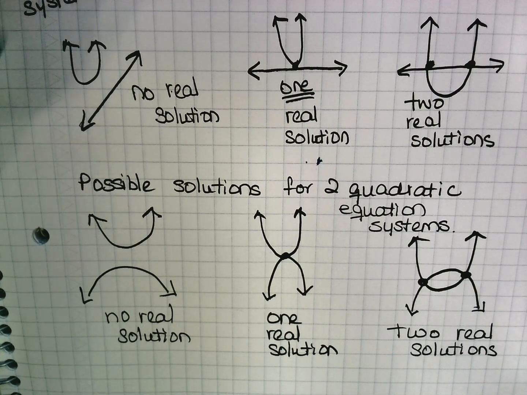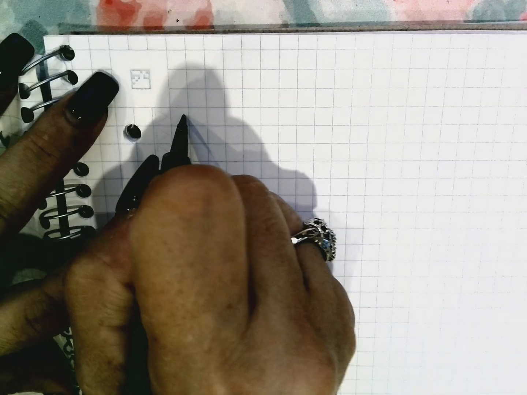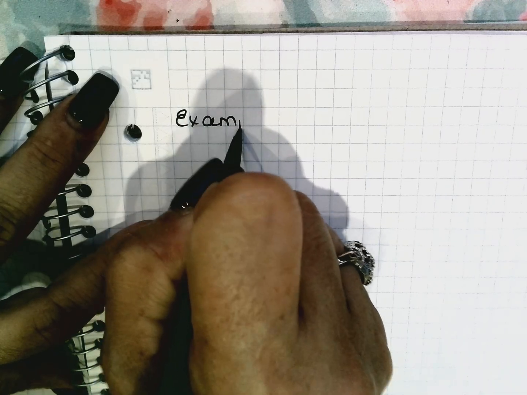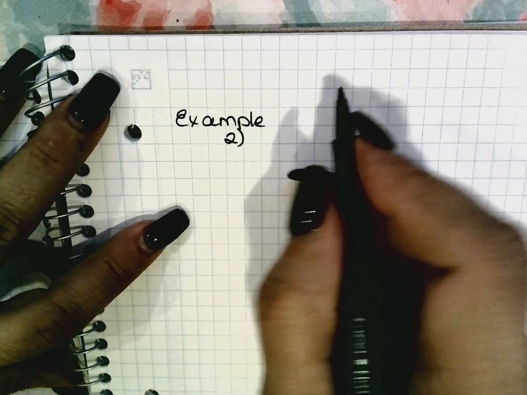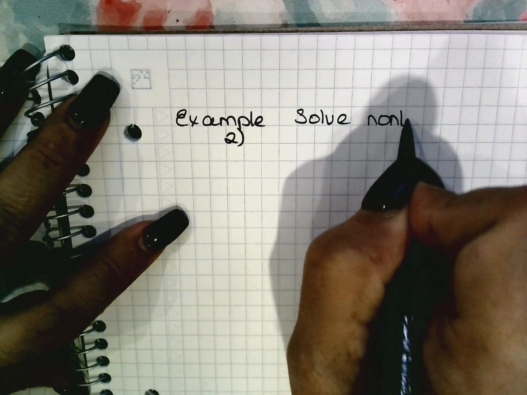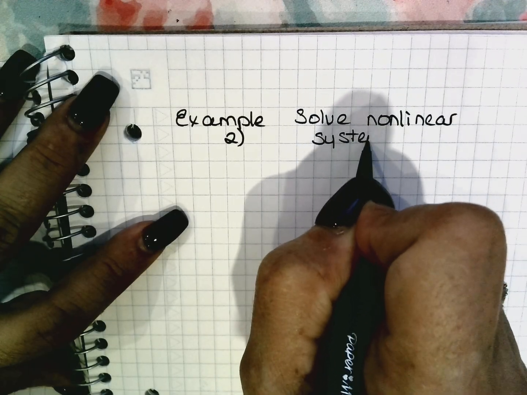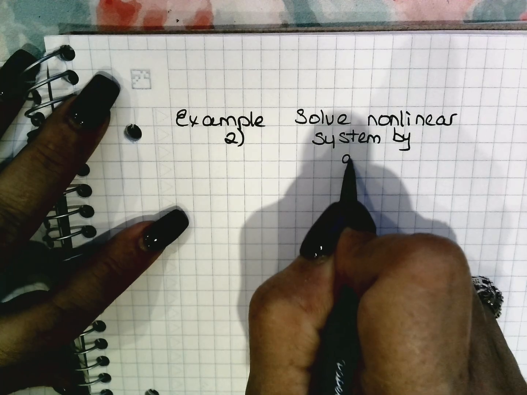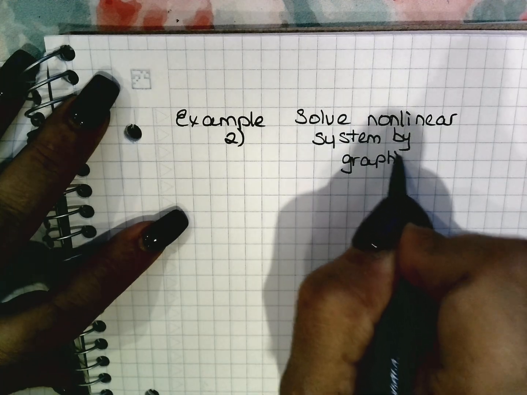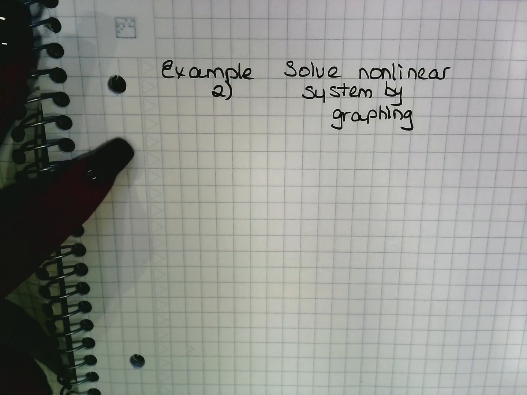Okay, so let's solve some nonlinear systems by graphing. Just like we did with the linear ones, now we're going to do it with the nonlinear. So example 2. Let's put: solve nonlinear system by graphing. And you guessed it, we'll do it algebraically also. But let's do it by graphing first.